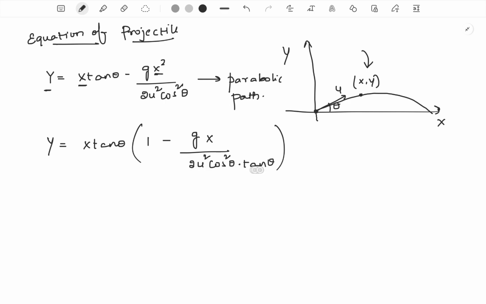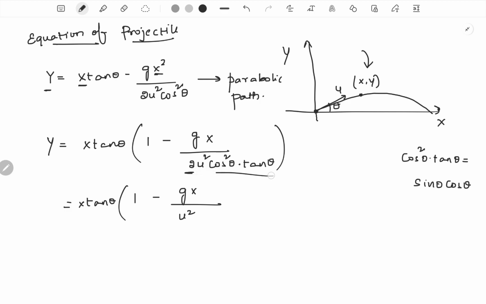So here in the denominator we have cos square theta into tan theta. Cos square theta into tan theta would basically come out as sin theta into cos theta. So you can write it as x tan theta of 1 minus gx by u square into, you would have 2 into sin theta into cos theta, which is sin 2 theta. So we would have x tan theta of 1 minus x by u square sin 2 theta by g, which is nothing but range.